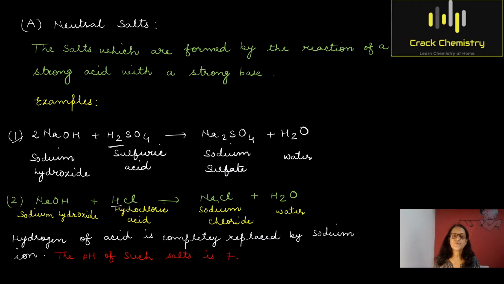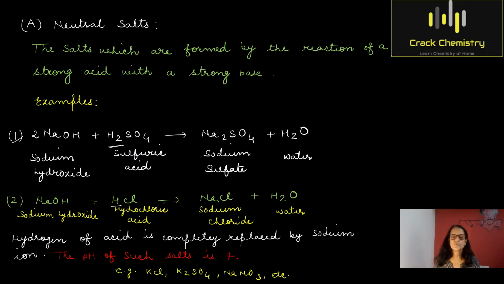Now we will consider a few more examples of such salts. A few more examples can be sodium nitrate, which is formed by the reaction between a strong base, sodium hydroxide, and nitric acid, which is HNO3. KCl, which is potassium chloride, and K2SO4, which is potassium sulfate, also come in this category.